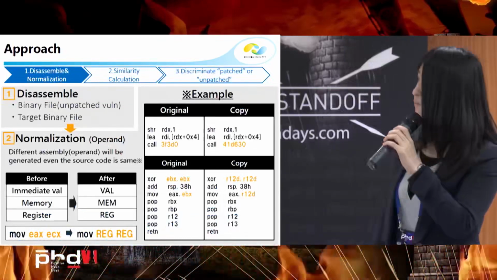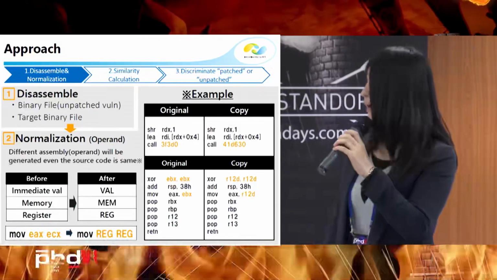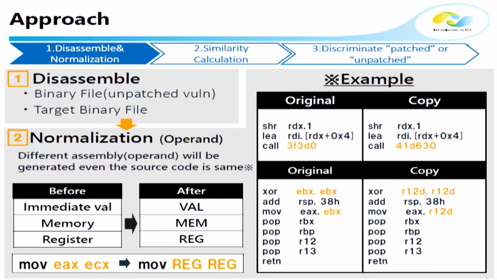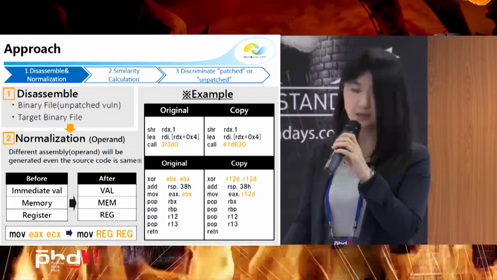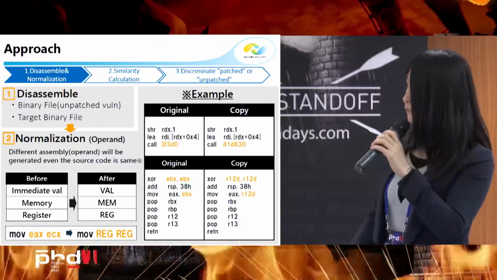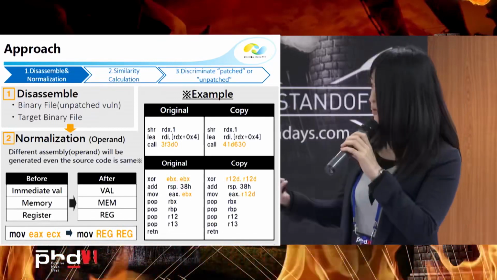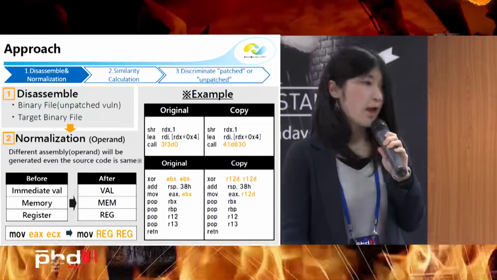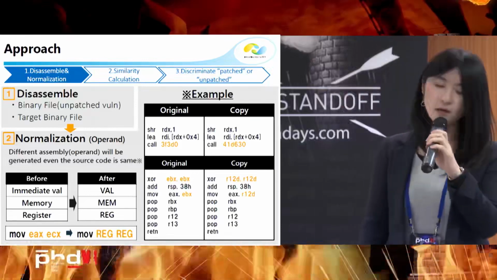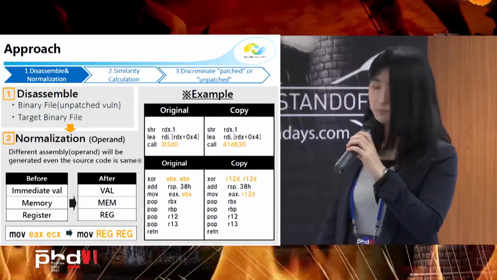Next, I want to talk about the details of my approach. The first step is the disassembly and normalization step. In the disassembly step, it takes two binary files. The first is the binary file which contains the unpatched vulnerability, and the second one is the target binary file, and I just disassemble these two files.